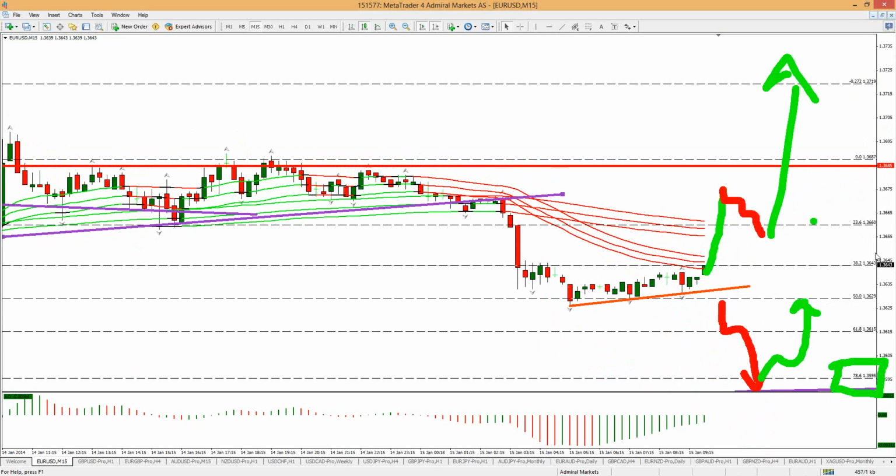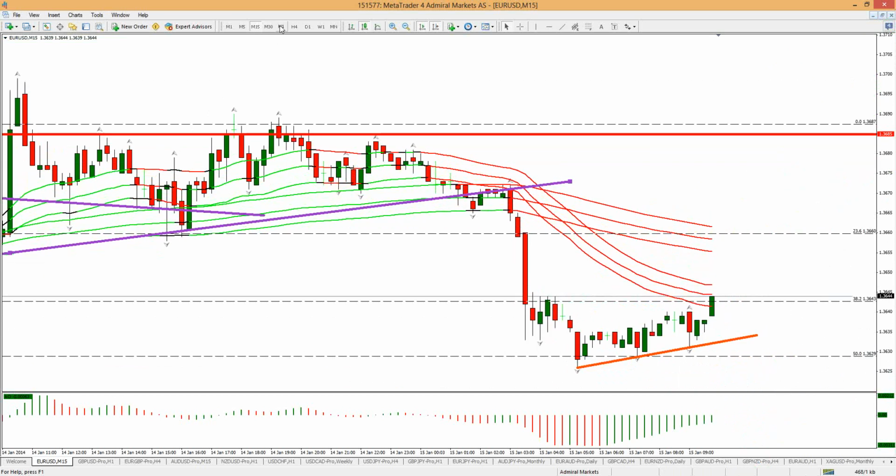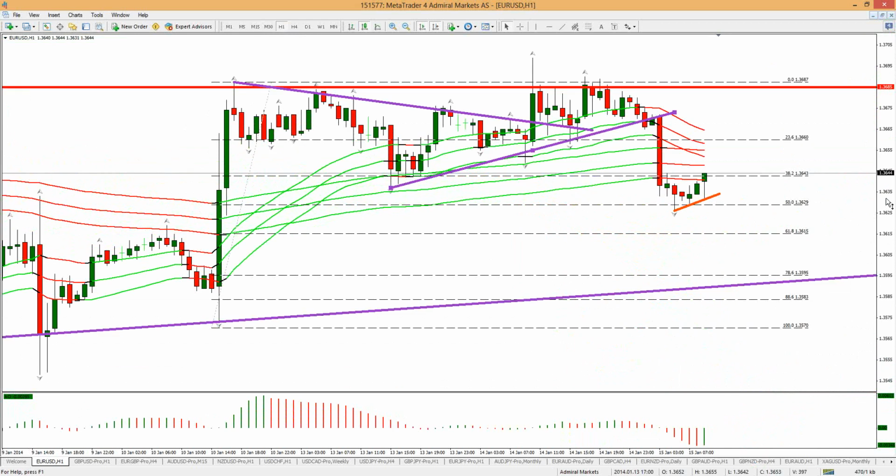So that's what I would be waiting for on the euro dollar. So let's zoom out again to the hourly. You can see we got some roundness already. We're rounding here a bit. So that's why I would really want a confirmation before shorting it, as I said, to short it there.